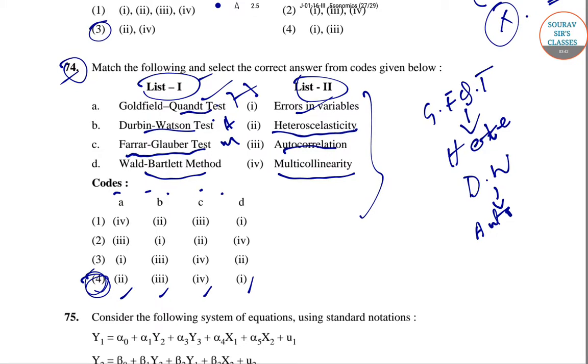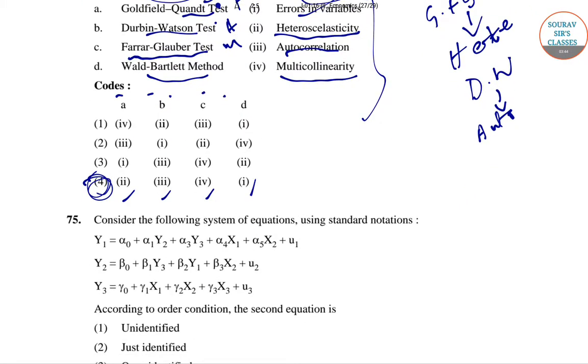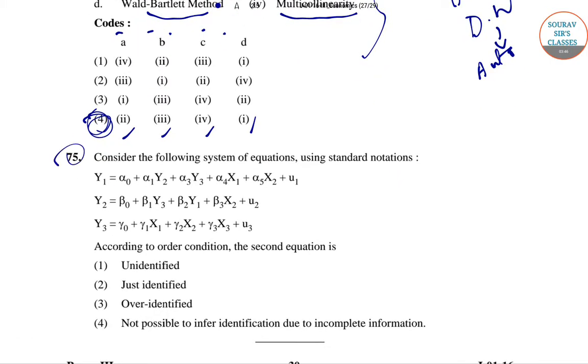Now we'll go to the last question of this video and of this paper. This is question number 75. In this question it is given: consider the following system of equations using standard notation. y1 equals alpha naught plus alpha 1 y2 plus alpha 3 y3 plus alpha 4, and similarly y2 and y3, all of them are given. Now we have to apply the order condition, and 4 options are given.